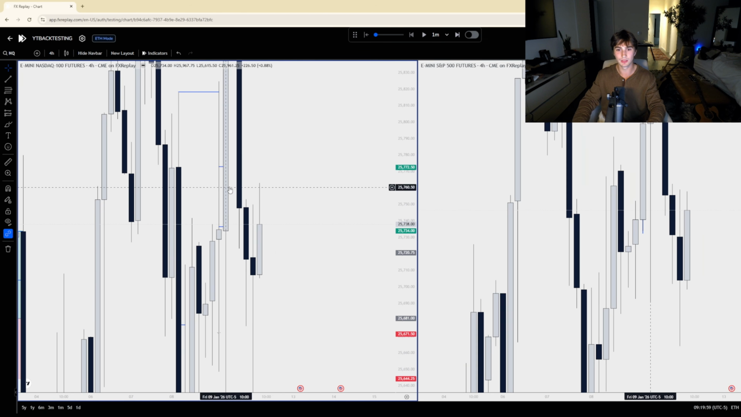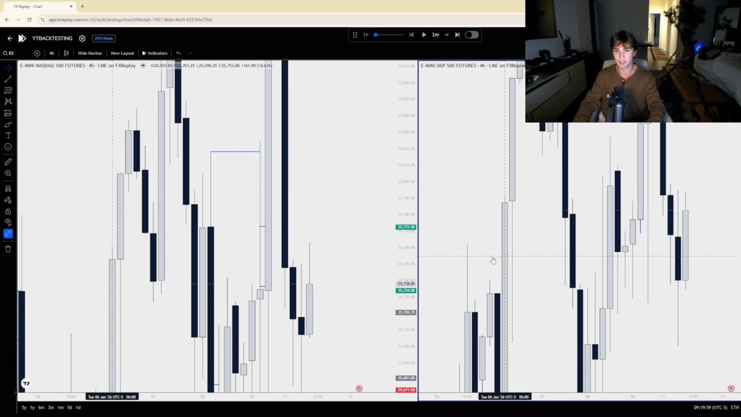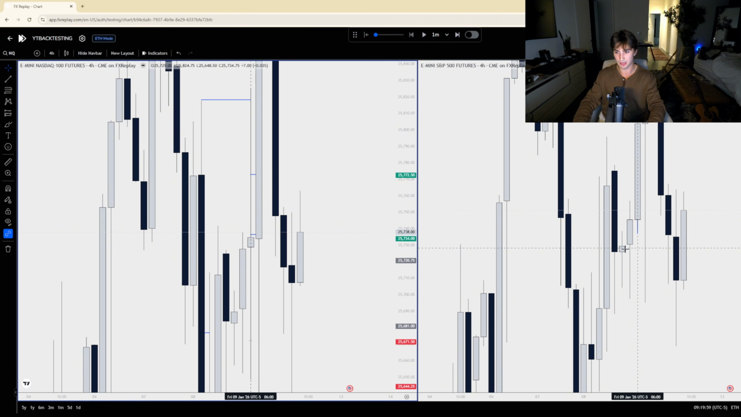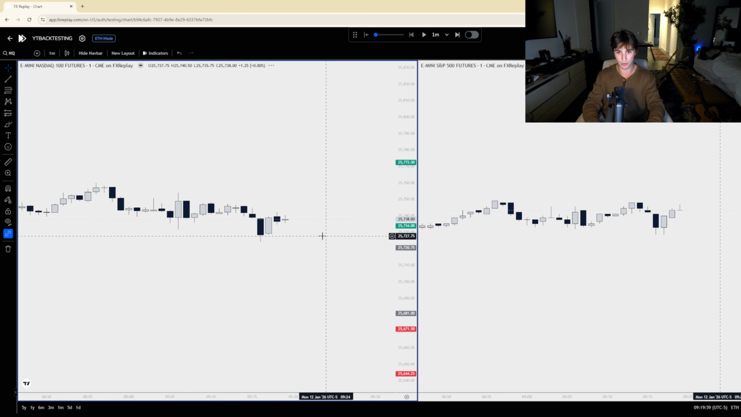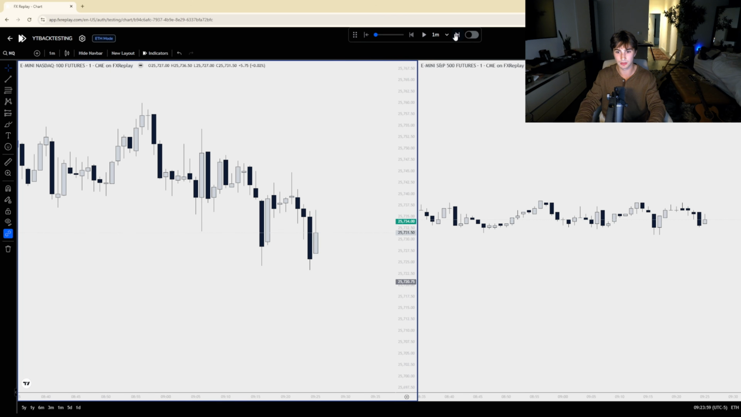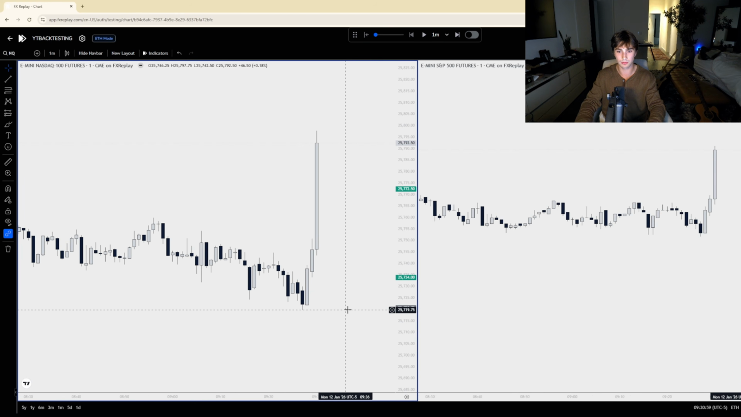NQ has already tapped into this 4 hour bearish fair value gap, while ES hasn't. So if I wanted to take shorts, I don't have to wait for ES to hit that 4 hour because I know that NQ has hit it. So let's think about it that way. Let's see what the market does here. Okay, price ends up ripping higher.